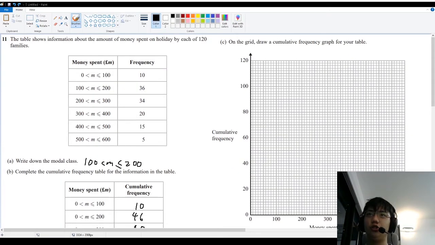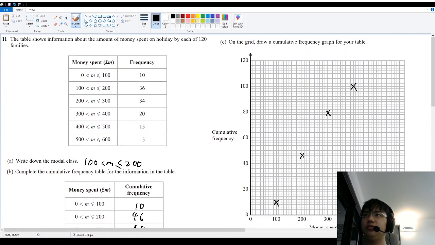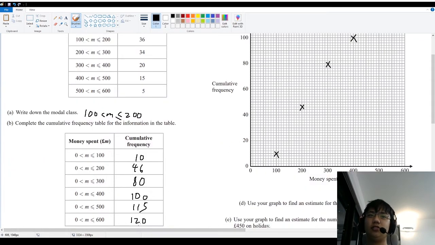On the grid, draw a cumulative frequency graph for your table. So for 100 pounds spent, that's 10 families. For between 0 and 200, that's 46 families. So 46 is 42, 44, 46. Between 0 and 300, that's 80 families. So 80 is up here. Between 0 and 400, that's 100. 0 and 500, 115. That's up here. So 112, 114, 115. Between 0 and 600, 120.